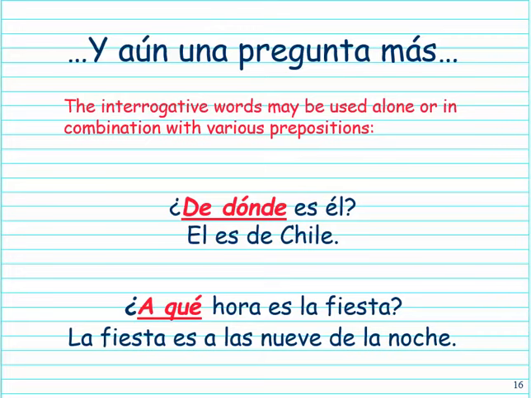Sometimes you can find a at the beginning of an interrogative word. ¿A qué hora es la fiesta? At what time is the party? La fiesta es a las 9 de la noche. The party is at 9.